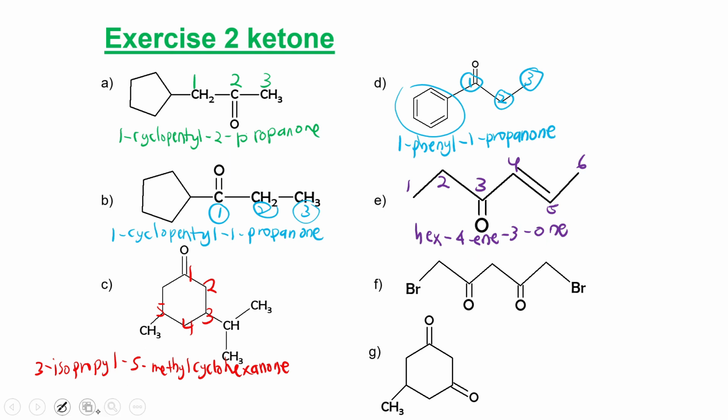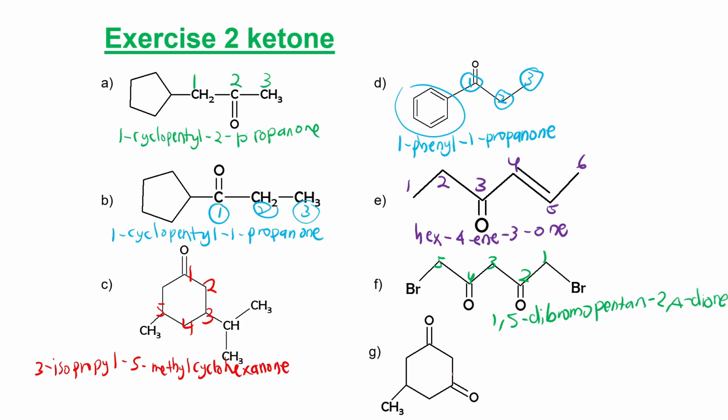F. So for F, actually this is a symmetrical compound. So we start numbering from the left or right hand side and we get the same numbers, 1, 2, 3, 4 and 5. So bromine is on carbon number 1 and 5. So 1,5-dibromo. Carbon number 2 and 4 have the dione. So the longest carbon is 5. So pentane, 2,4 for dione.